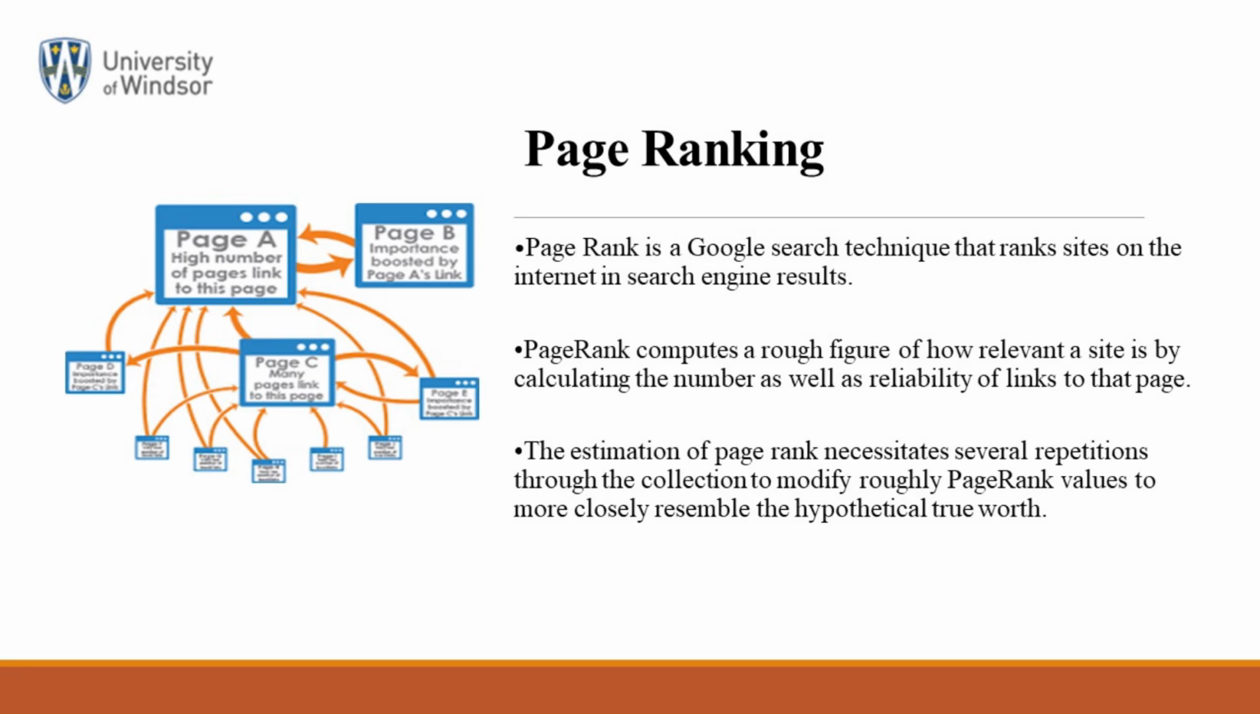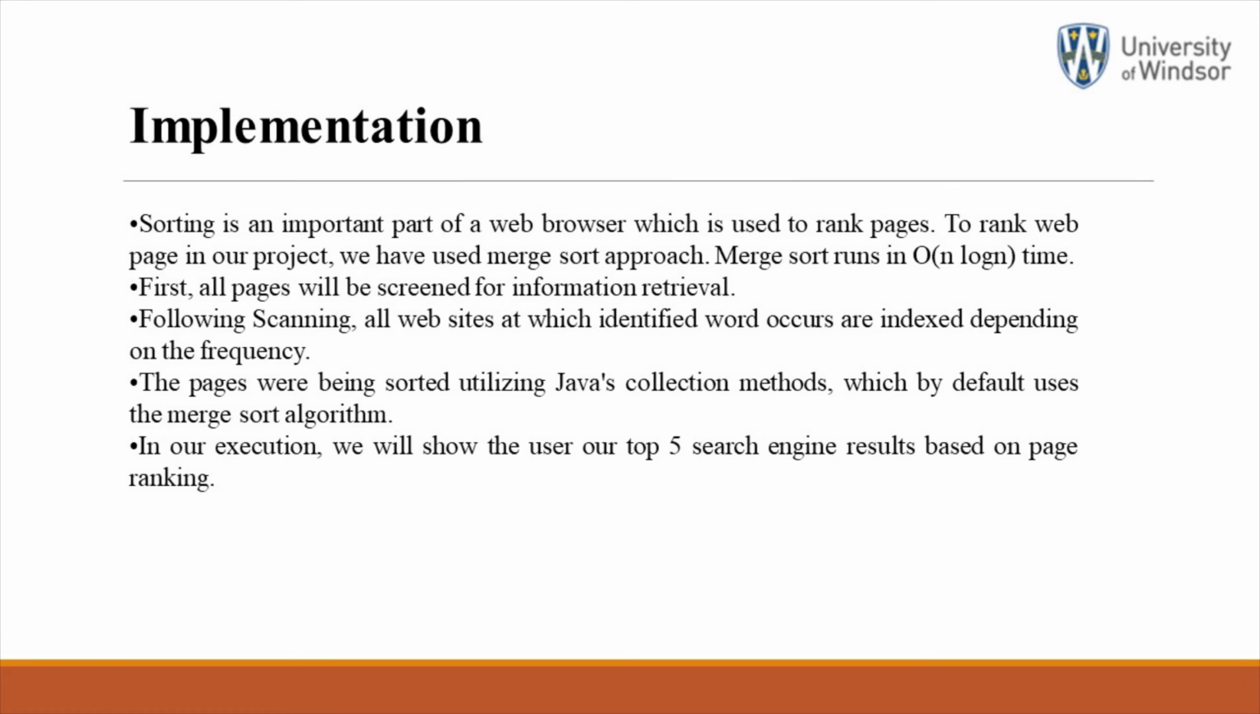And the other pages are low. In the implementation, we have used a sorting technique to implement this page ranking in our project. The sorting technique we have used is merge sort, and it runs in O of n log n time. First, all pages will be screened for information retrieval, and following scanning, all the websites at which the identified word occurs are indexed depending on the frequency. The pages were sorted utilizing Java collection methods, which by default use the merge sort algorithm. In our project, we will show the user our top 5 search engine results based on page ranking.